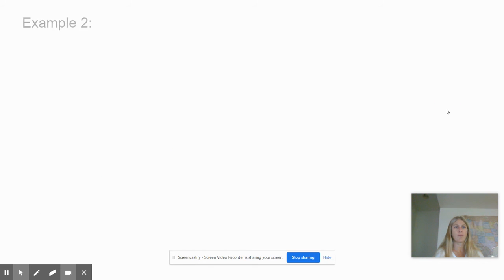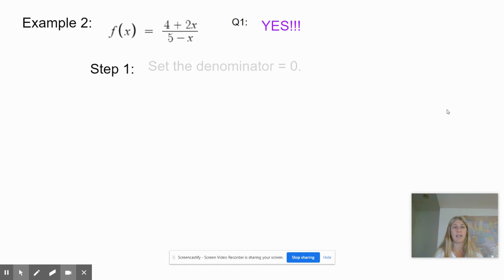Let's go ahead and move on to example number 2. Here we have f of x is equal to 4 plus 2x divided by 5 minus x. Now, as we're looking at this problem, we're going to answer our two questions. Question number 1, is there a denominator with an x in it? And yes, it is. We don't even need to move on to question number 2. Because question number 1 was a yes, we go ahead and solve. So step number 1, when you do have an x in a denominator, is you're going to simply set the denominator equal to 0. The denominator alone, by itself, no other part of the equation. So here we have 5 minus x equals 0. And then we're going to solve for x. So we're going to go ahead and add x to both sides so we can have a positive value of x, and 5 is equal to x, or x is equal to 5.